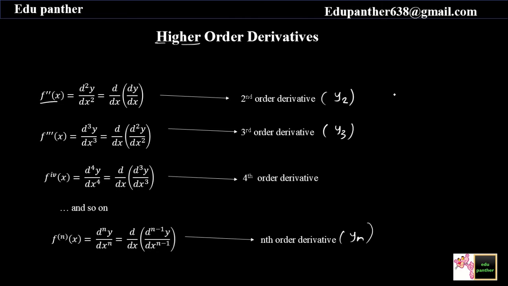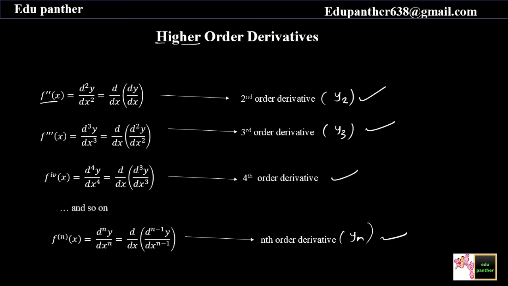So just remember this. If we are differentiating a function two times, then it is the second order derivative. If we are differentiating it three times, then it is the third order derivative. Similarly, if we are differentiating four times, then the fourth order derivative. And in general, if we are differentiating n number of times, then it is the nth order derivative.